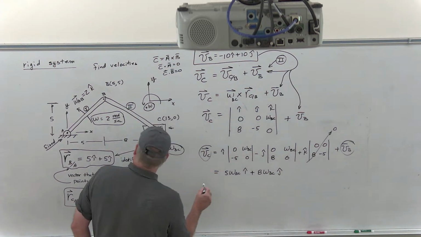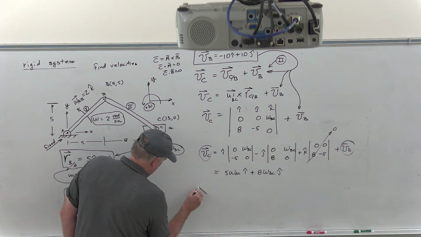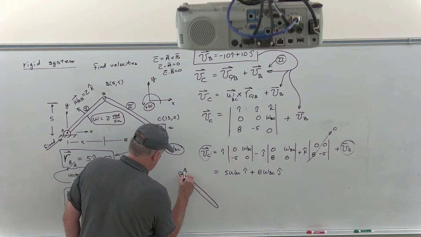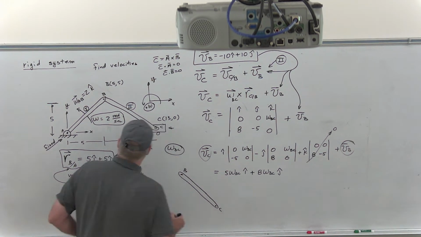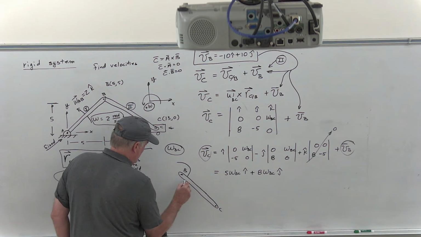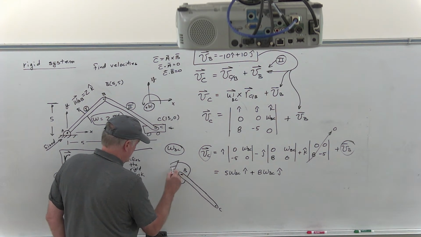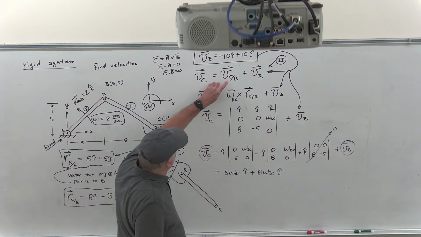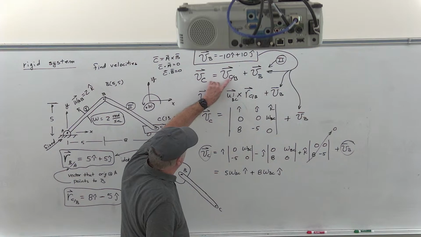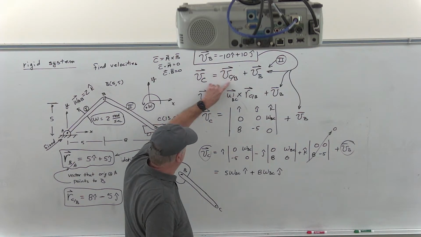Now, let's draw this link. I'm redrawing the link. Here's B, and here's C. There's this link. It sounds weird, but if you were sitting on B and looking at C, you would see this velocity.